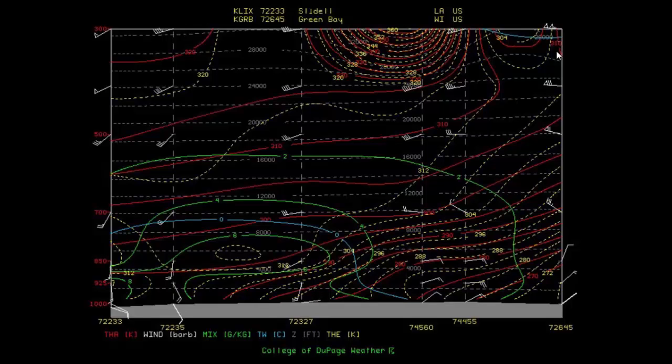Now let's talk about this feature located in the upper atmosphere, the upper troposphere. What is this feature right here? Well, let's look at our theta E and theta values. We see that they are sloping up towards colder air on both sides of this feature. So this is indicating that the center of this feature is actually pretty warm.